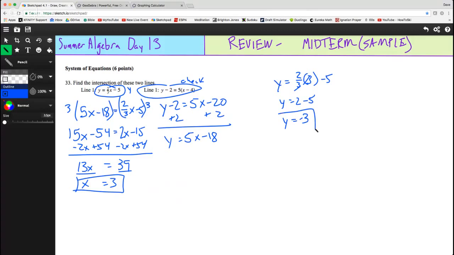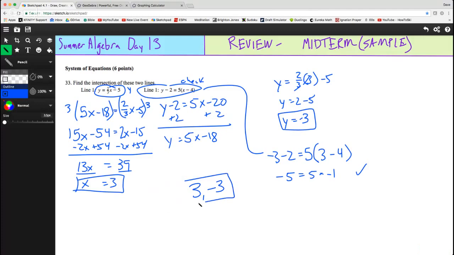Now I got to do my check. So here's my check. Y is negative 3 minus 2. Does that equal 5 times 3 minus 4? Does negative 5 equal 5 times negative 1? Yes. So my answer is 3 comma negative 3.